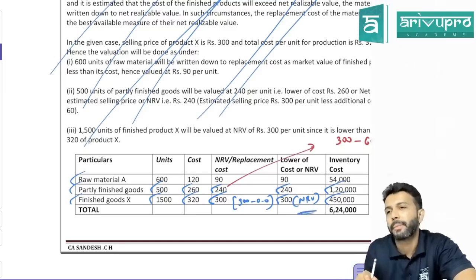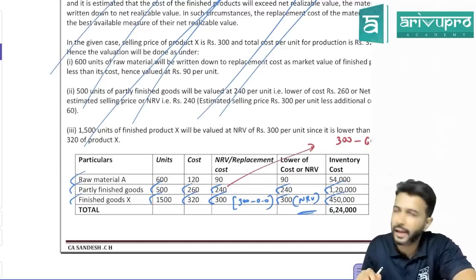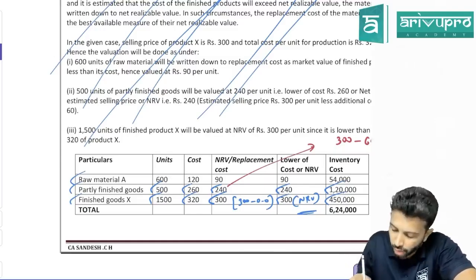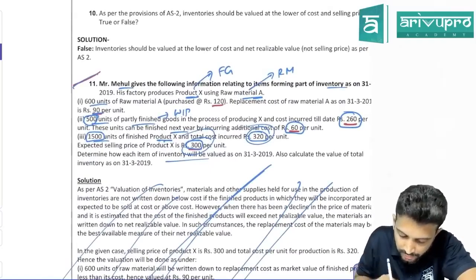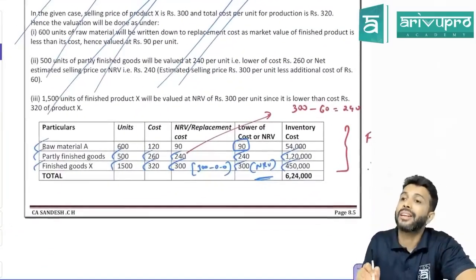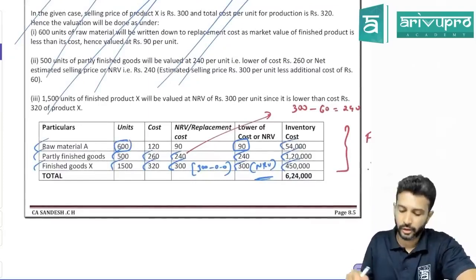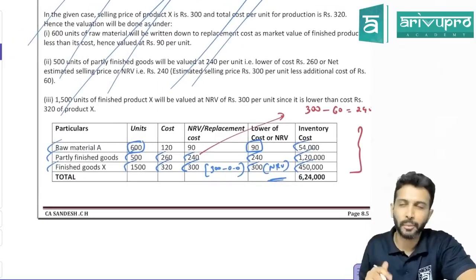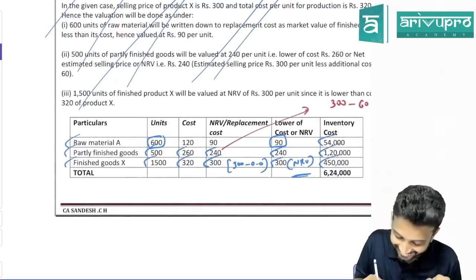But one good thing that came out of this is we got to know that finished goods is valued at NRV. So if finished goods is valued at NRV, for raw material, do we even have to think, or straight away? Straight away. So how should the raw material be valued? Replacement cost. Do you know the replacement cost of raw material? Yes. How much is the replacement cost? 90. So each unit of raw material will be valued at 90. How many units? 600. 600 into 90, 54,000.